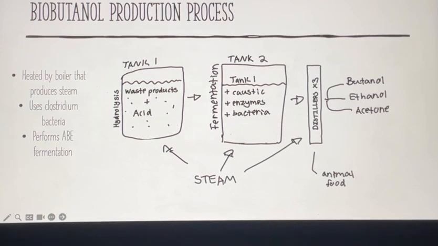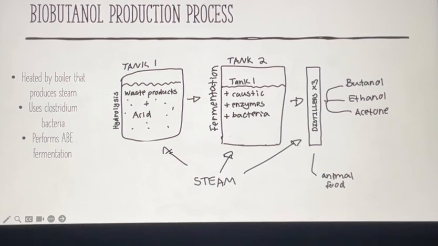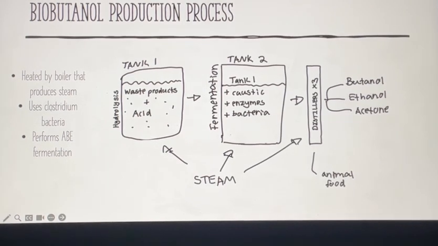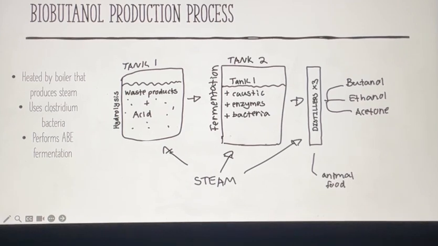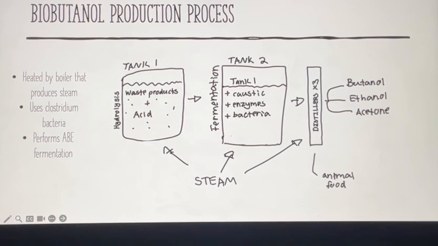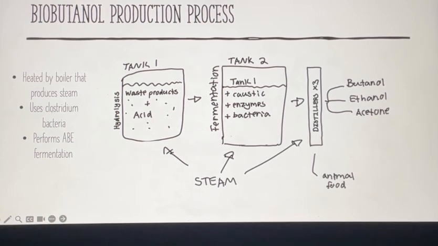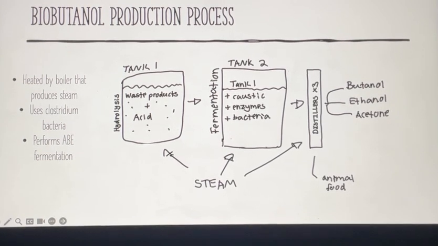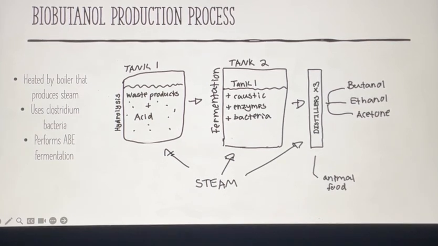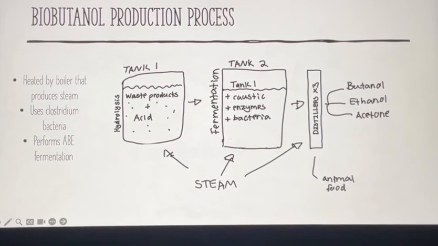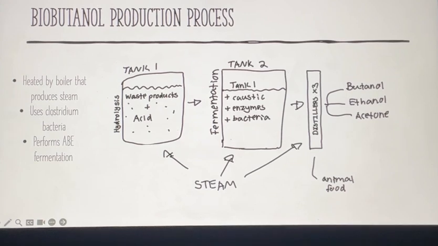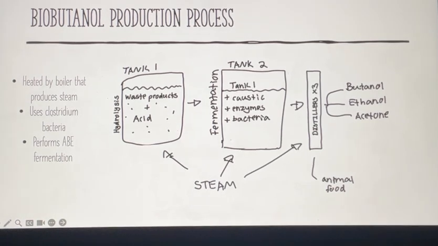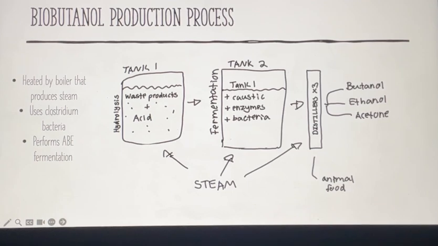Biobutanol is produced by first combining the waste products with acid to begin breaking down complex polymers. Then the solution is moved to a separate tank where caustic is added to increase the pH. Enzymes are added and an anaerobic bacteria, typically Clostridium, is added. Here is where fermentation occurs and the initial products are further broken down into pentoses and hexoses. Hydrogen gas and carbon dioxide are released and are captured to be refined.